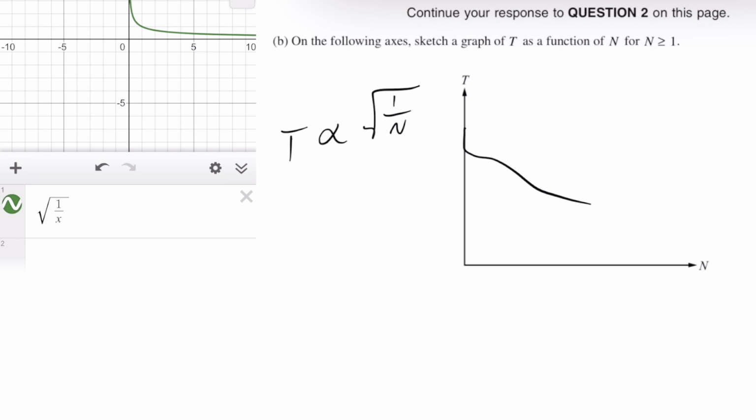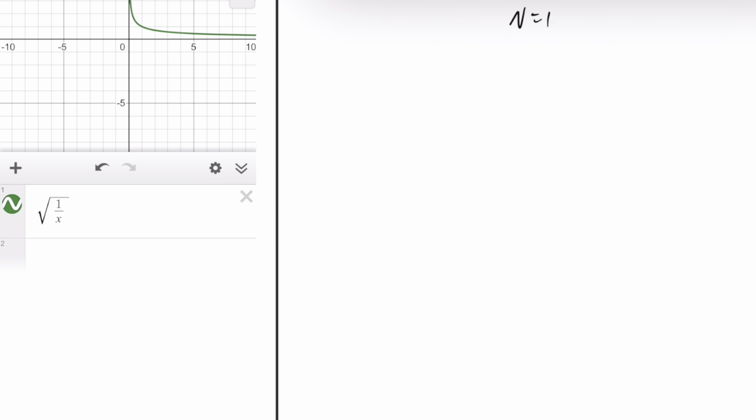So for n greater than 1, I'll just call this n equals 1. And we can draw it from here. I can't draw concave down. That's good enough. Sorry, excuse me, not concave down, concave up, because it's like a smiley face. Concave up and decreasing. So there we go.